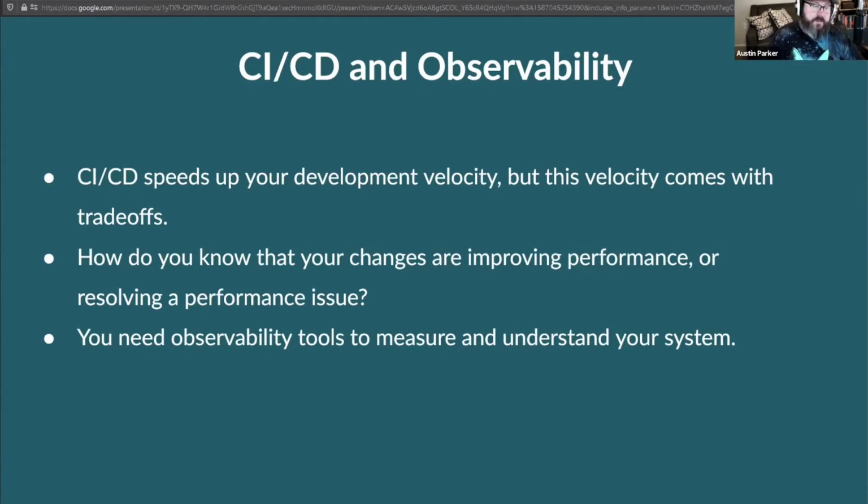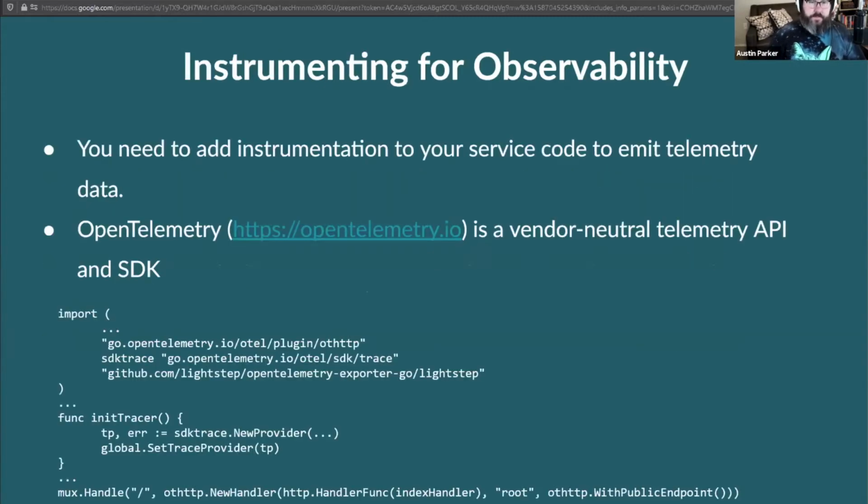Observability is a critical part of this. If you just have CI/CD and you just have the ability to release very rapidly, but you don't have observability, then it becomes much harder. Everyone's building on sand at that point versus on a stable foundation. So you need observability tooling and you need observability practices to help you measure your system and understand it.